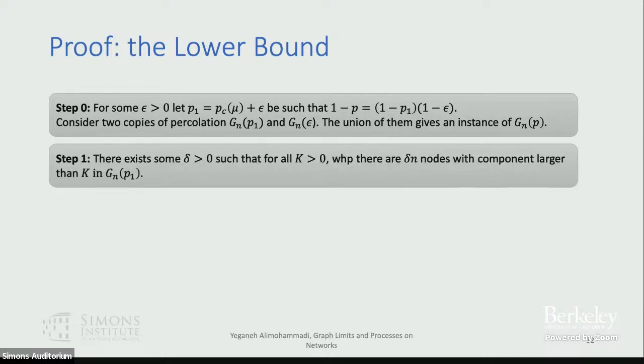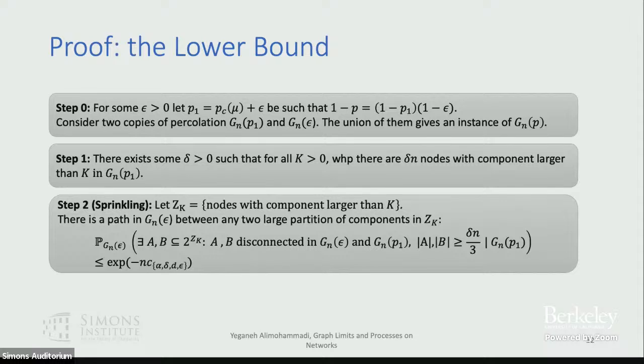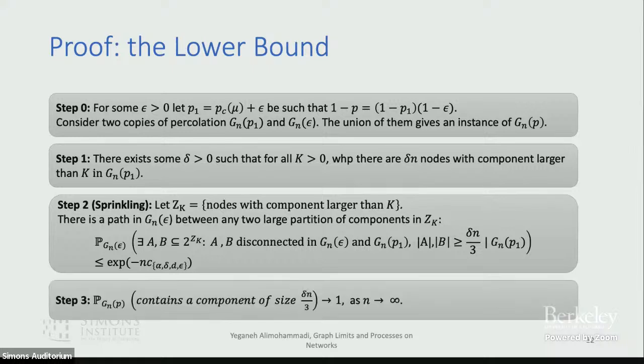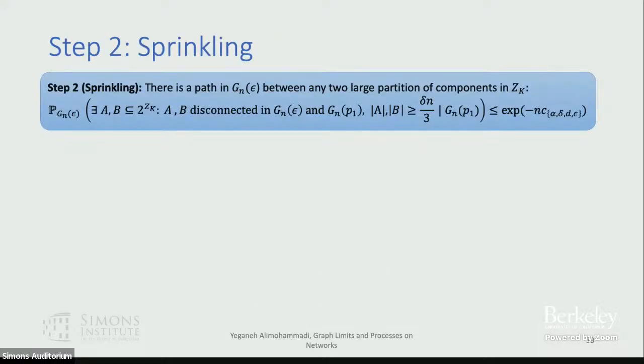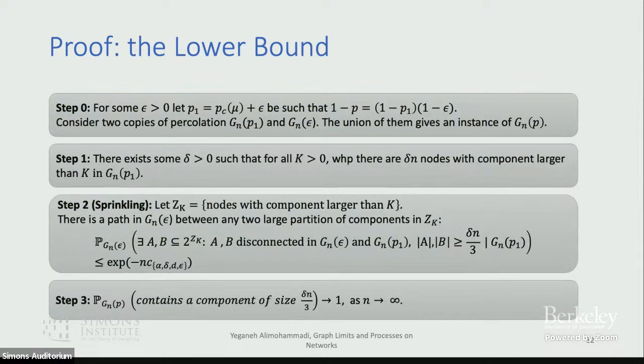If I want to get into more detail, as a second step, I have to show that there are a linear number of nodes that appear in a component of size larger than k. And then I have to say that if I look at the unions of components of size larger than k, and I separate them into 2 sets A and B, the probability that they're not connected in this orange graph is very low. If I show all of these steps, I can say that I have a large component of linear size. I can get into more detail of step 2, but I'll go very fast.